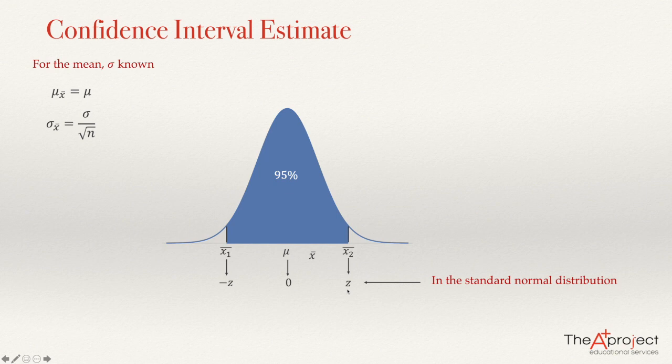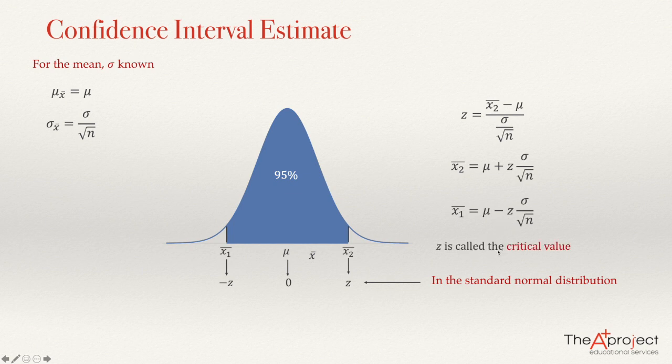If we find this z in the standard normal distribution, it will be easy to find the two limits of this interval. We know that z will be given by x2 bar minus mu divided by sigma divided by the square root of n. From this equation, solving for x2 bar, it will be given by mu plus z sigma divided by root of n. And obviously x1 bar will be given in the same way. x1 bar equals mu minus z sigma divided by square root of n. This value z is called the critical value. So in this way, we can find x2 bar and x1 bar.